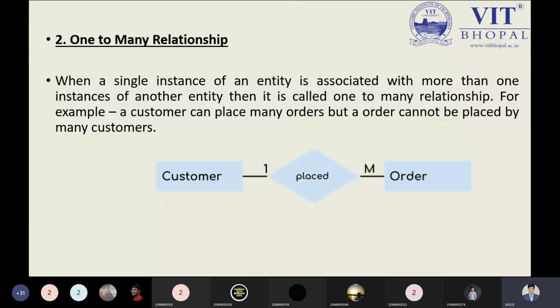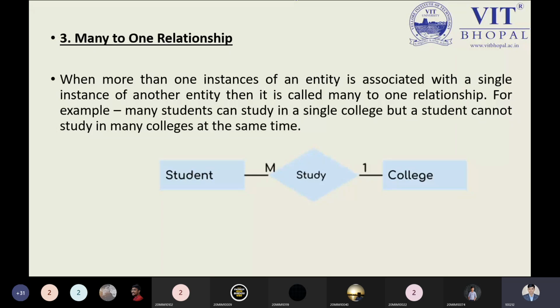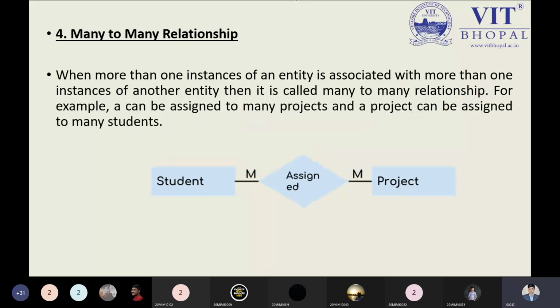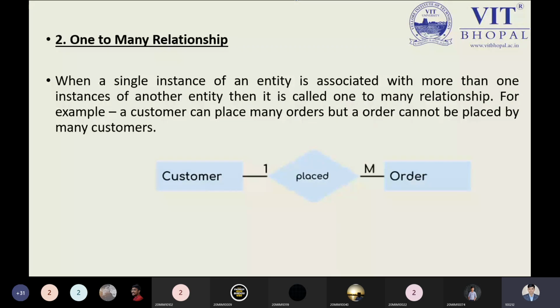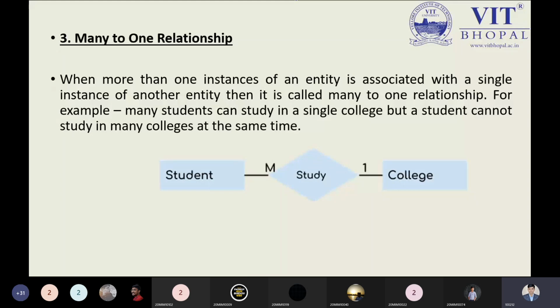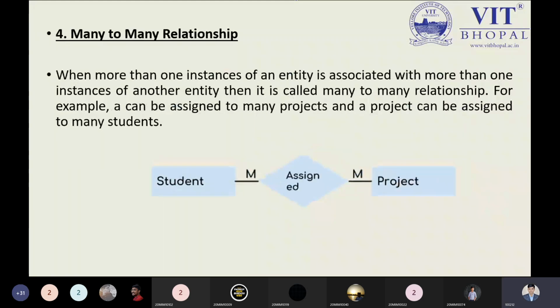Next we have many-to-many. First, there is many-to-one. We have already seen many students studying in a college, and we can reverse this part to one-to-many: in one college, many students are studying. This is simple. So one-to-many is one customer placing many orders, and many-to-one is many students studying in the college.